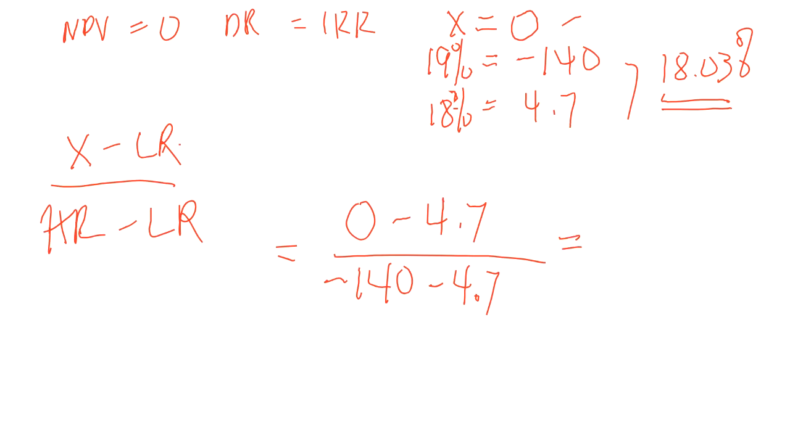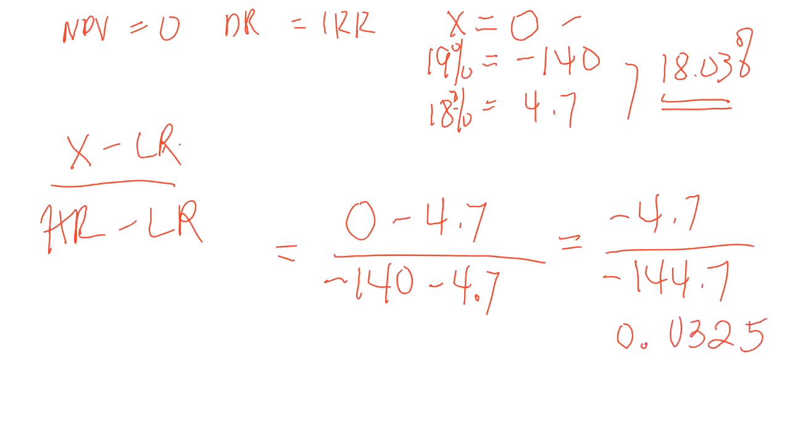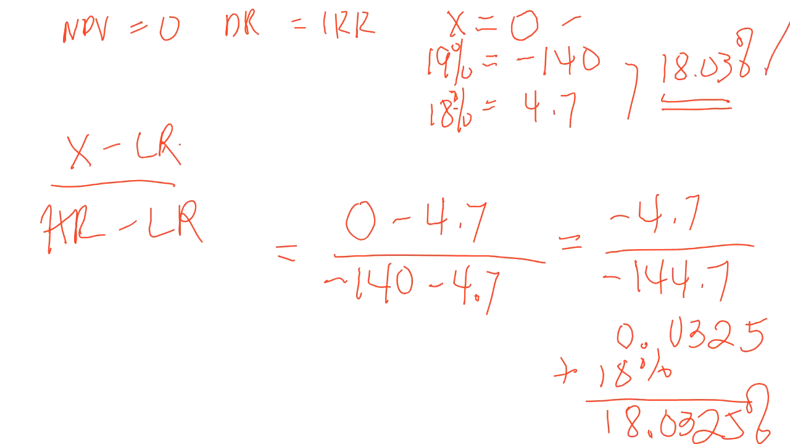So, 0 minus 4.7, this is negative 4.7. I-divide ko ng negative 140 minus 4.7, magiging negative 144.7. Tama? So, i-divide natin sila. So, negative 4.7, i-divide ko ng negative 144.7. So, ang makukuha ko dyang sagot is positive, kasi negative over negative is positive. This will be 0.0325 actually. So, 0.0325. E nasa pagitan ng 18 tsaka 19%. So, therefore, i-add ko yung lower rate, which is 18%. Kaya ang makukuha kong sagot dapat, 18.0325% or pag 2 decimal, 18.03%. Nakuha.